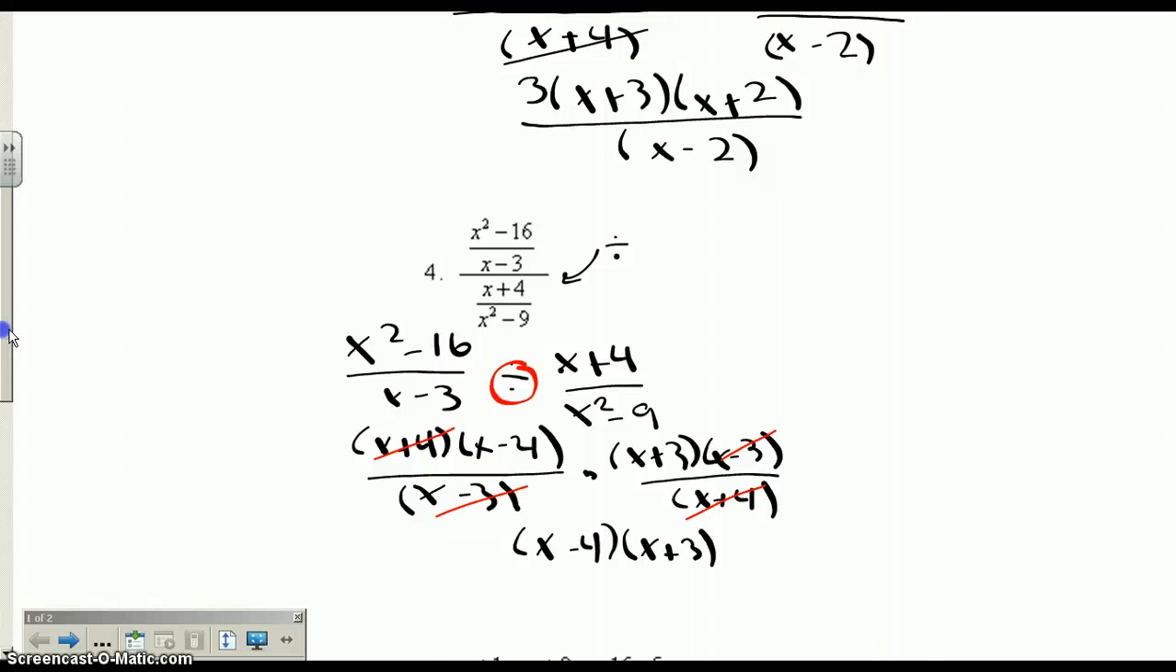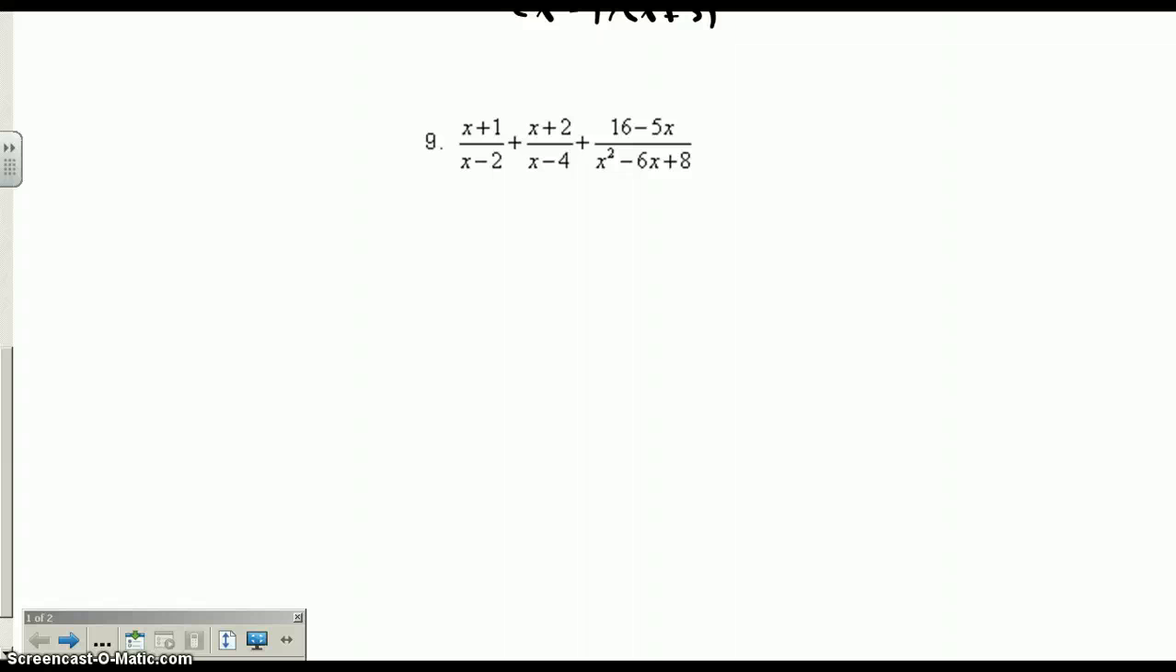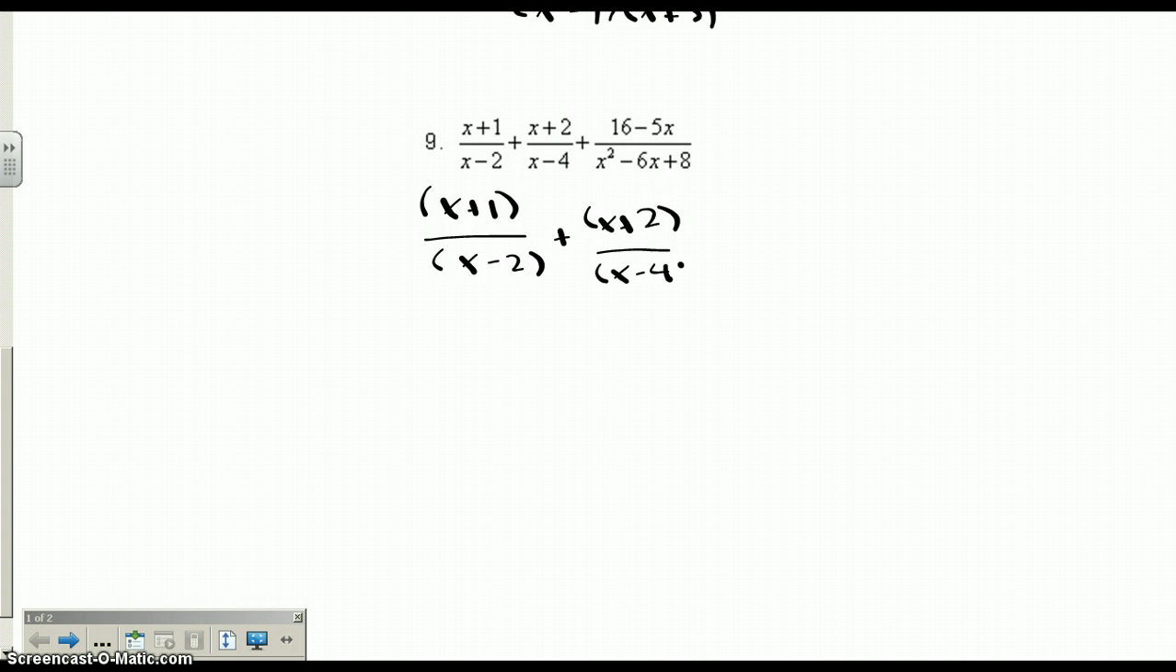This is where we struggle a lot, adding and subtracting. Number 9, notice how it is addition here. So now we do need a common denominator. I'm first going to factor anything to see which we have. So x minus 2, that one can't factor. X plus 2, x minus 4, that one can't factor.